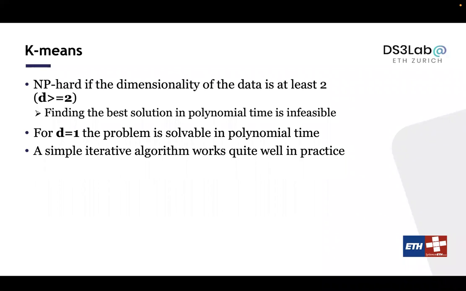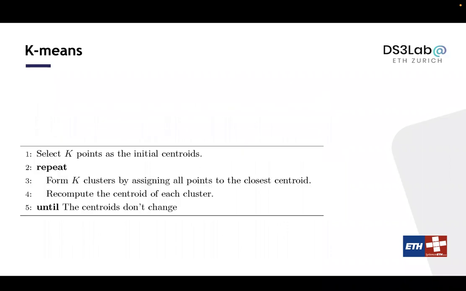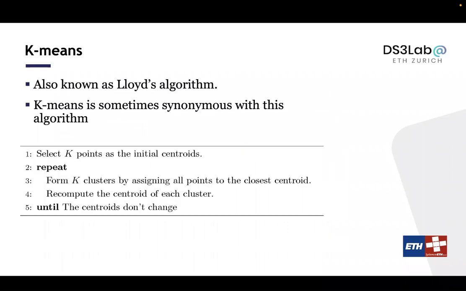What happens in practice is that a very simple iterative algorithm actually works quite well. It works like this, and it's actually very simple. Essentially, you first select k points as the initial centroids, and then you repeat the following process. Given those initial centroids, you assign all the points to the closest centroid, and then you form a cluster.